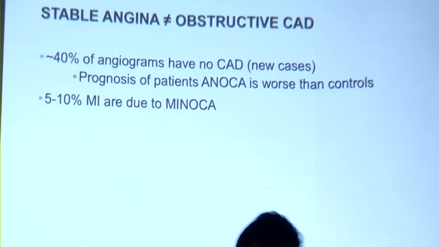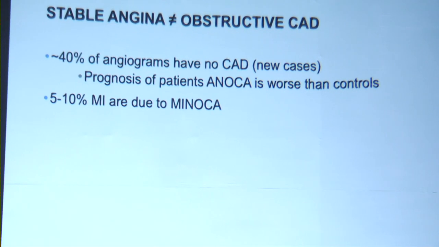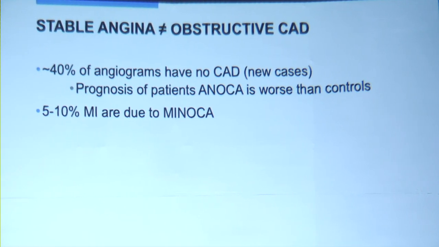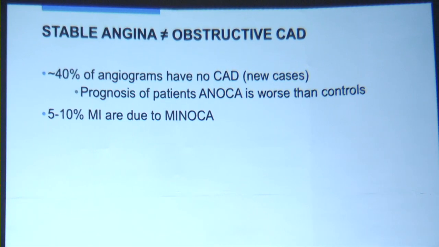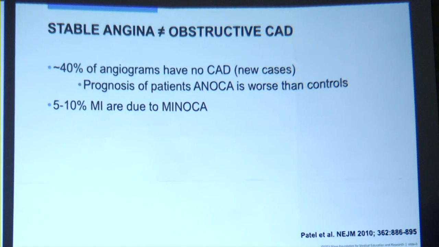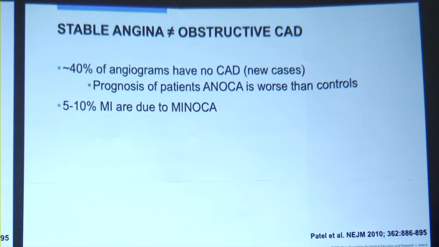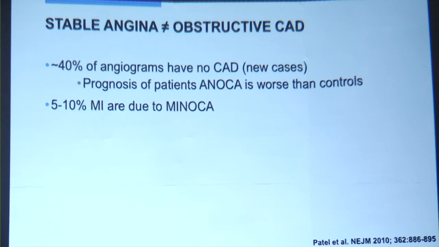Just to highlight the point, this study has been quoted many times, from Manish Patel, from NCDR, a national registry in the US, showing that about 40% of angiograms that we do are normal or non-obstructive, and yet these are patients with anginal chest pain or positive stress tests. So we need to have ways of assessing these patients beyond just saying they have normal arteries. And remember, these patients do poorly. They have worse prognosis than healthy controls. Just because you have normal coronaries doesn't mean that you have a healthy heart. And about 5 to 10% of myocardial infarctions are in normal coronary arteries, so-called MINOCAs.